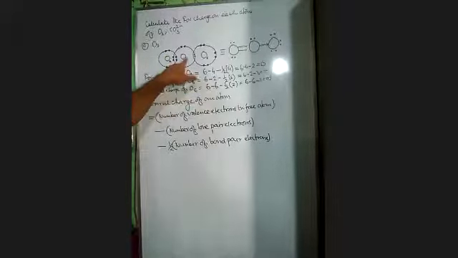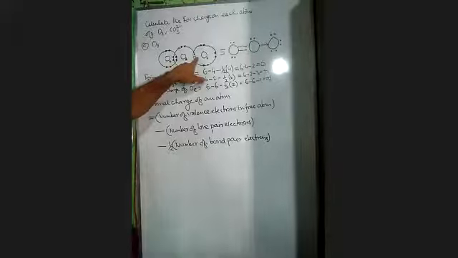And how many bonds does it have? See, it has 2 covalent bonds on the left side and 1 coordinate bond on the right side. So I told you, when the bond formation takes place, we don't bother whether it's a covalent bond or coordinate bond. We just count how many bonds are there. See here, 1, 2, 3. Each bond has 2 electrons. So 3 bonds are there, and 3 into 2 is 6. So I've written 6 here.